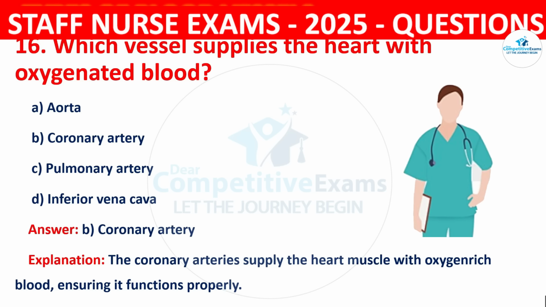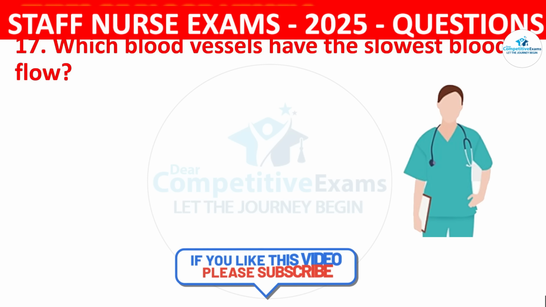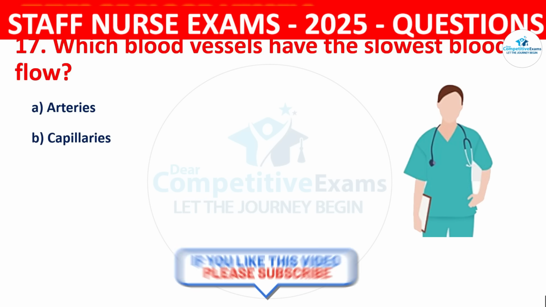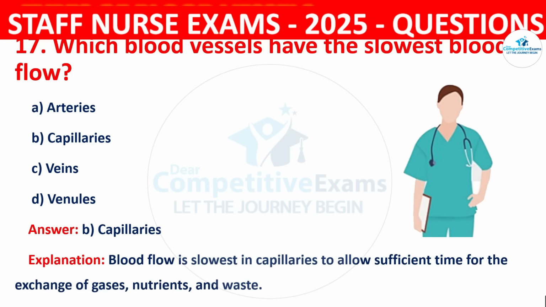Question number 17. Which blood vessels have the slowest blood flow? Your options are: arteries, capillaries, veins, or venules. The correct answer is B, that is capillaries. Blood flow is slowest in capillaries to allow sufficient time for the exchange of gases, nutrients, and waste.